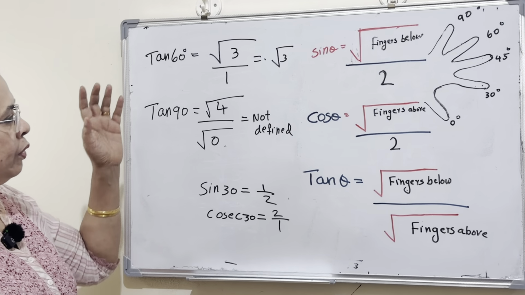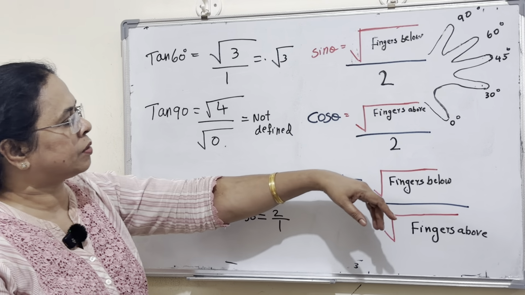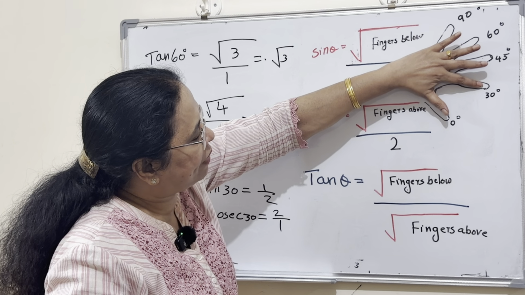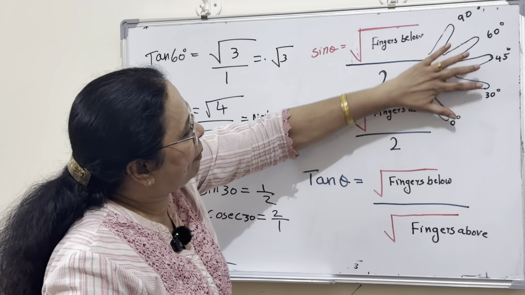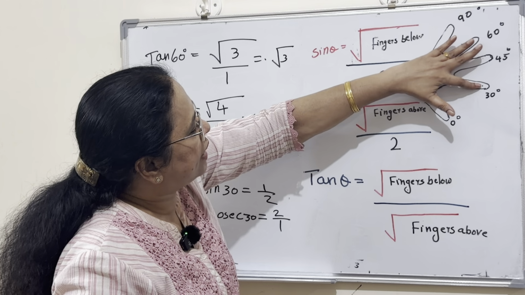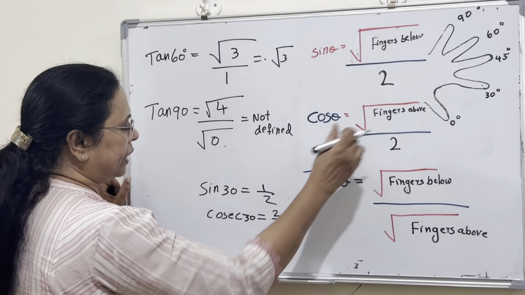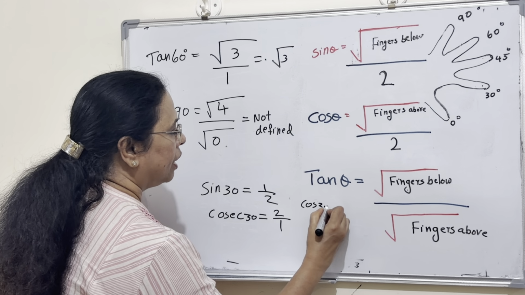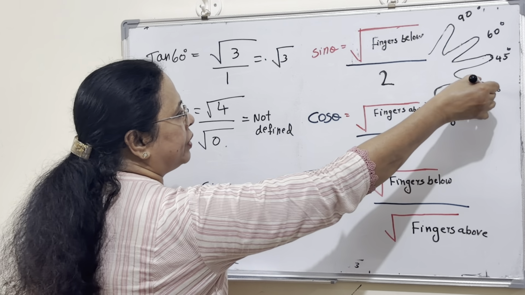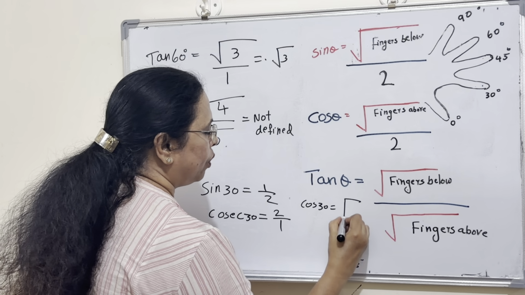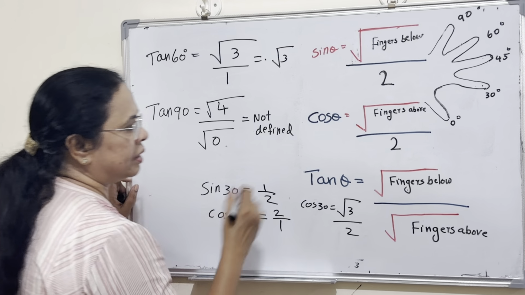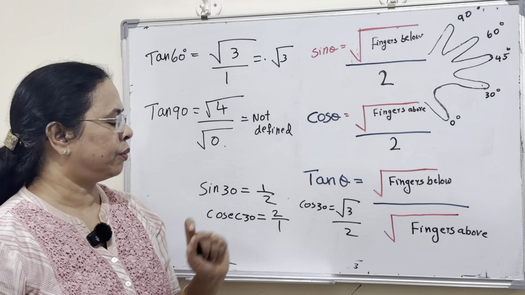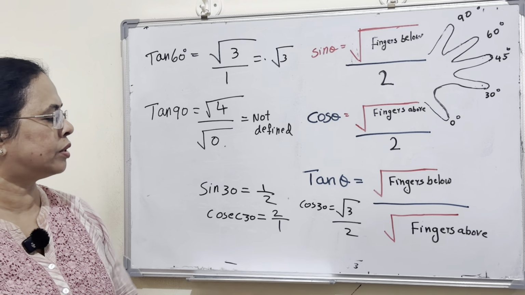Same way, if you know cos 30, how much is cos 30? Simply keep your left hand like the 30 degree, that is your reference angle. So fingers above this 30 degree you have to check. 3 fingers above, right? So cos 30 is equal to how much? I have to go for fingers above this 30 degree. Under root 3 divided by 2 is there in this formula itself, right? Fingers above by 2. So we got cos 30 is root 3 by 2.